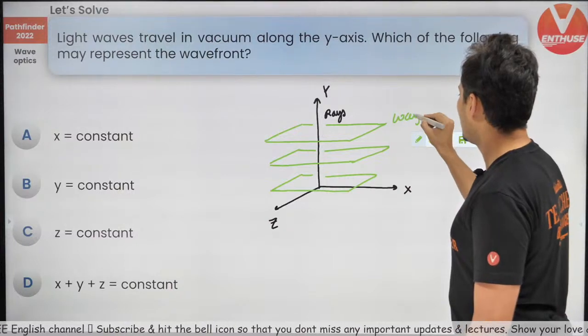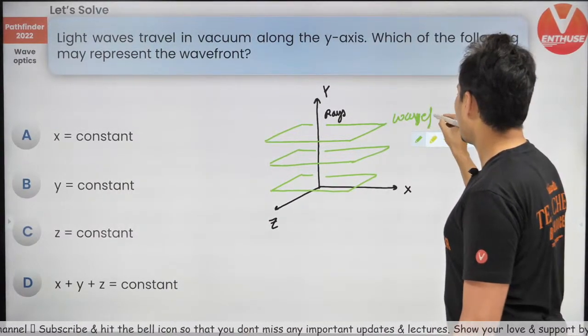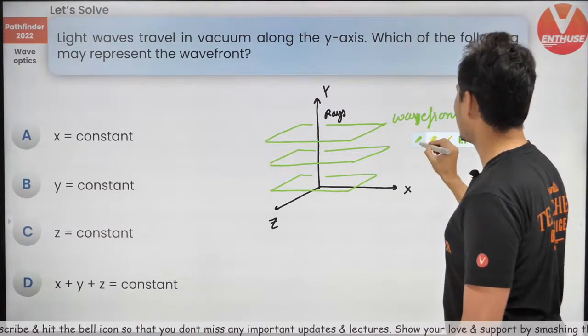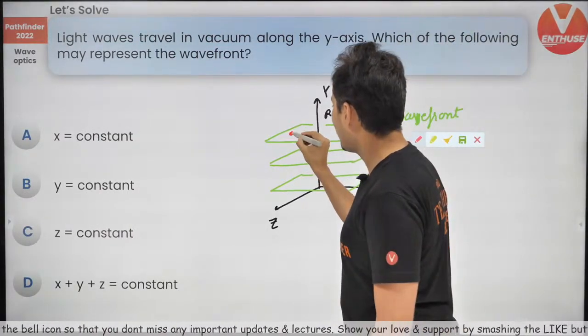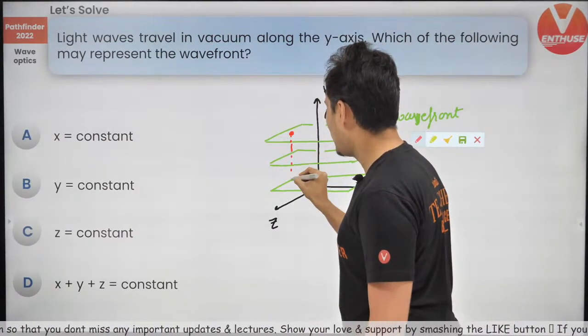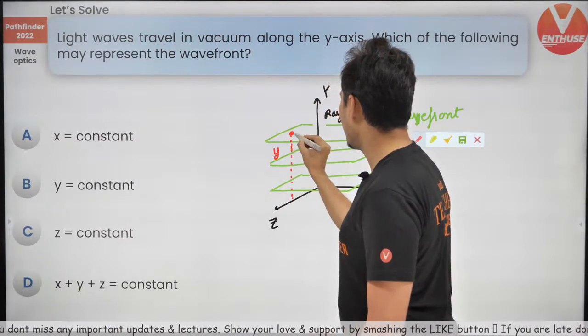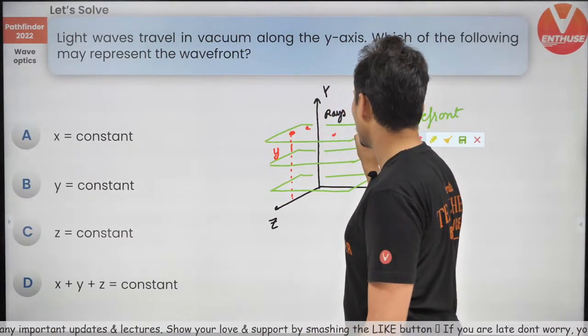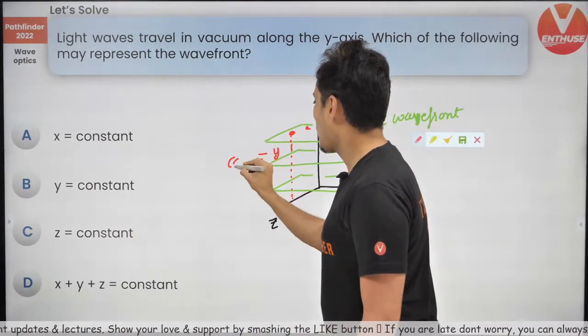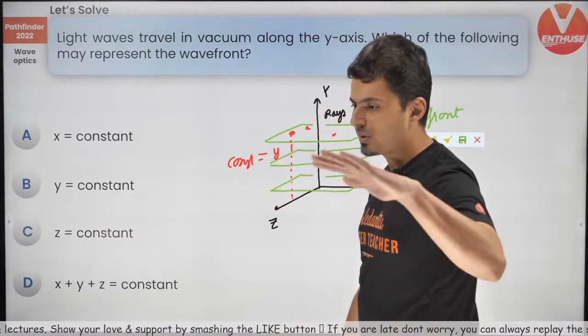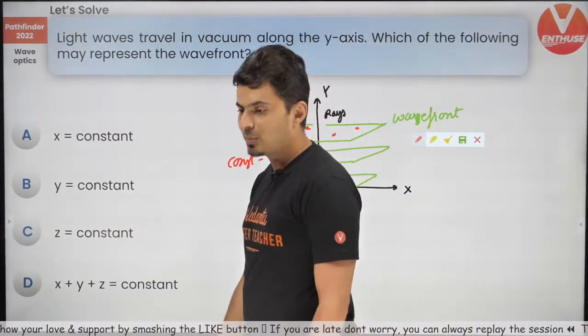And if you look at any of the wavefronts, what is that one thing that you will see? You will see for any wavefront, the y coordinate, no matter if you stand here, or here, is nothing but constant. So that's the equation of that plane, and hence what should be the correct answer?